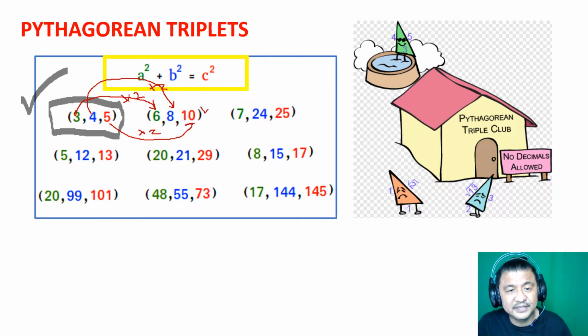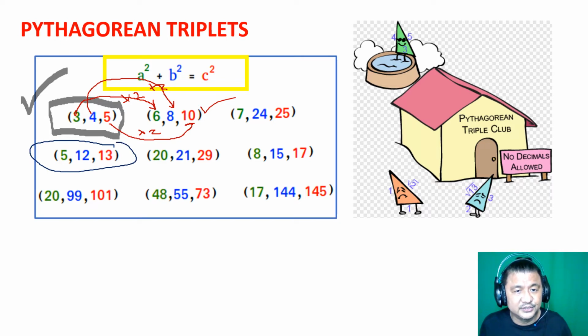I don't need to prove that. That's already a right triangle. The multiples of 3, 4, 5 will also generate a Pythagorean triplet. Let's try something which is not a multiple. Let's try this one: 5, 12, and 13.